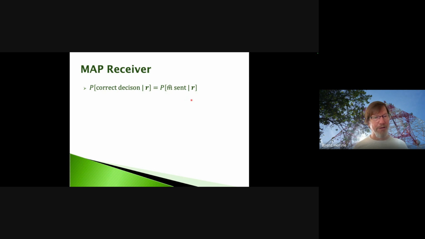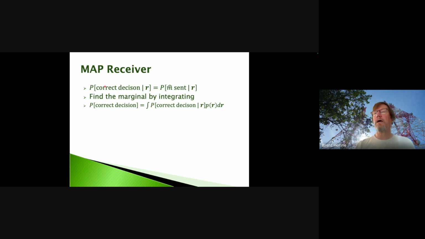So that's what we want. We don't want incorrect decisions. We want correct decisions. Well, what's the probability of that happening? And can we maximize that probability? Right? So if we have this, this is a conditional, right?